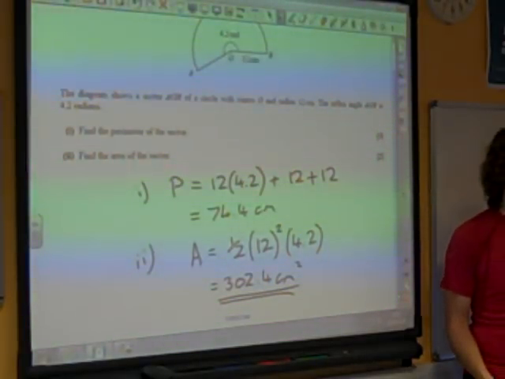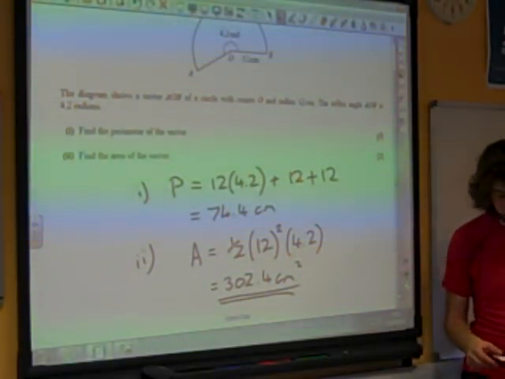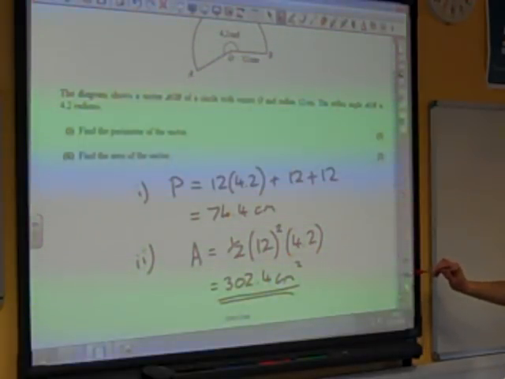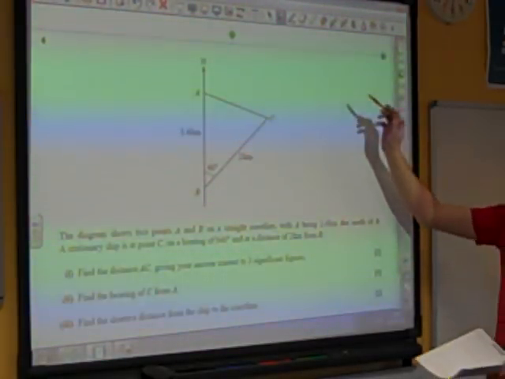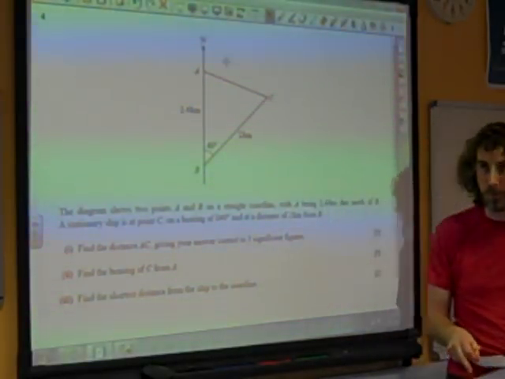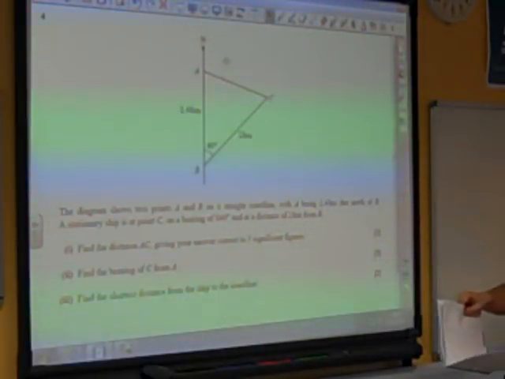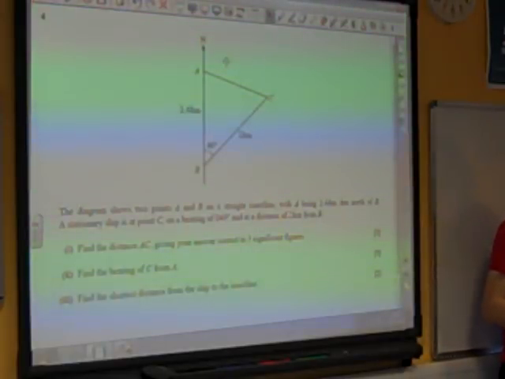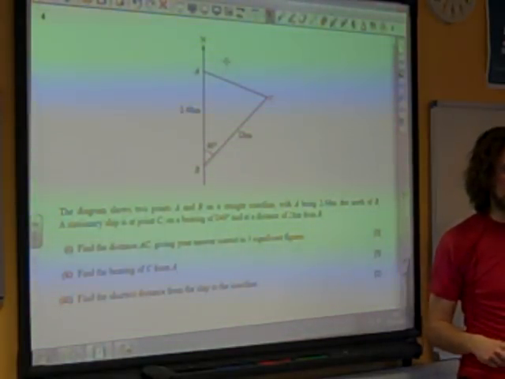We all happy with that? So we'll press straight on without even pausing the video. Do some of that editing stuff later. Oh, wow. Into question 4. So that was using our arc length and area of the sector stuff.